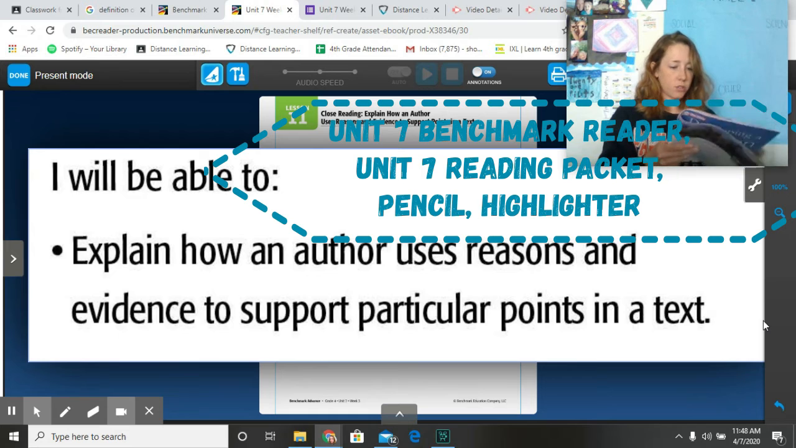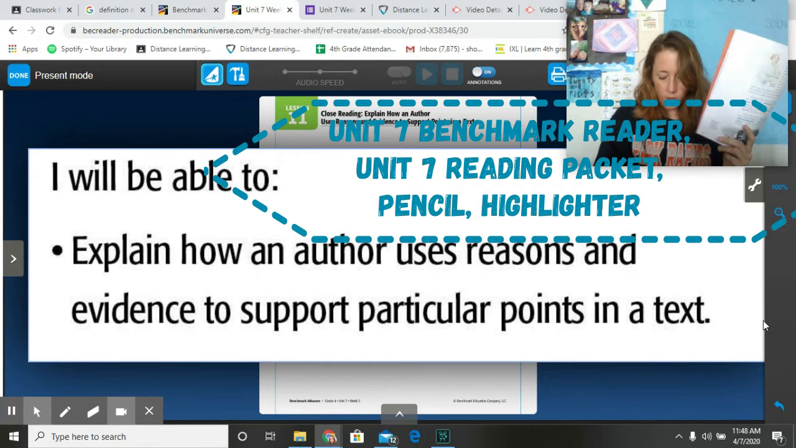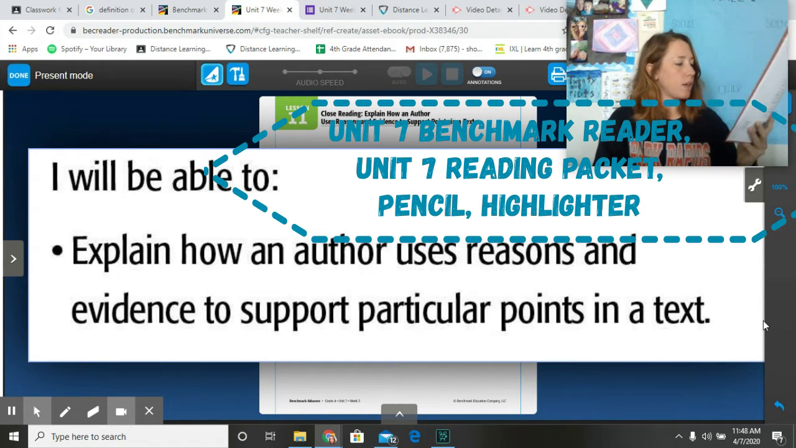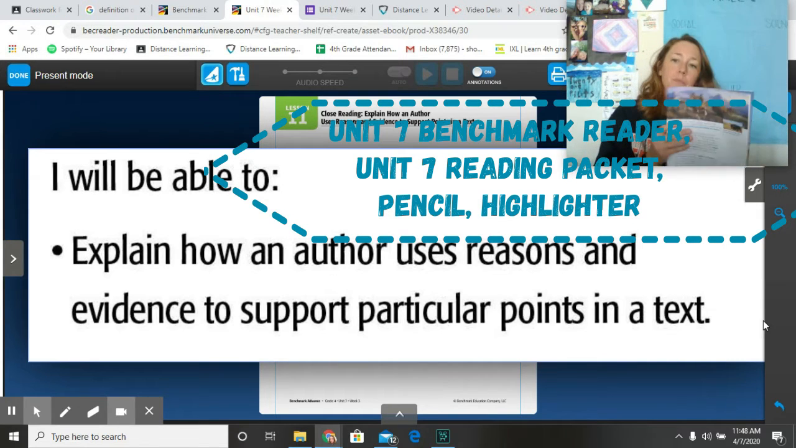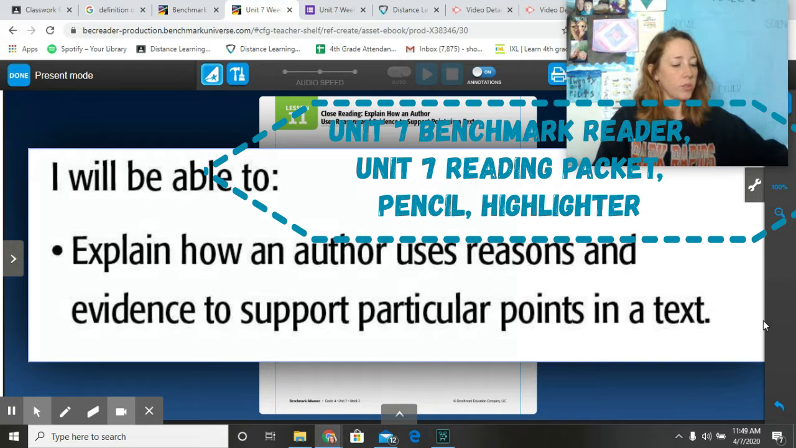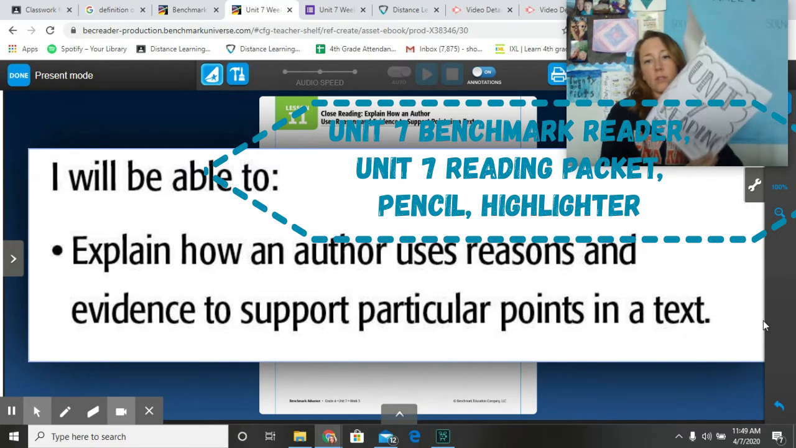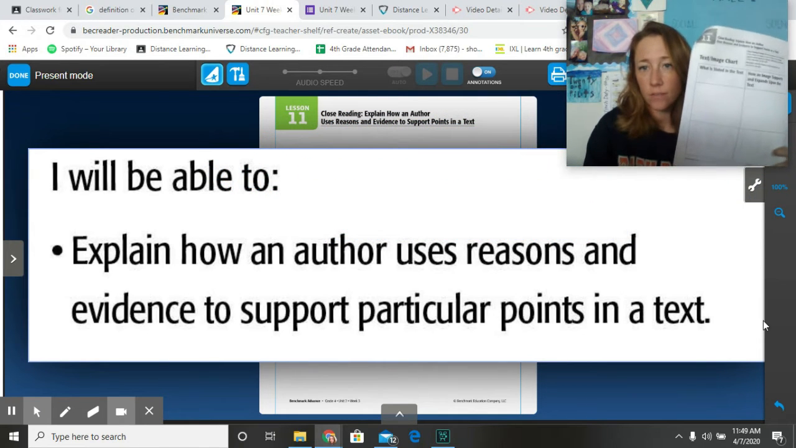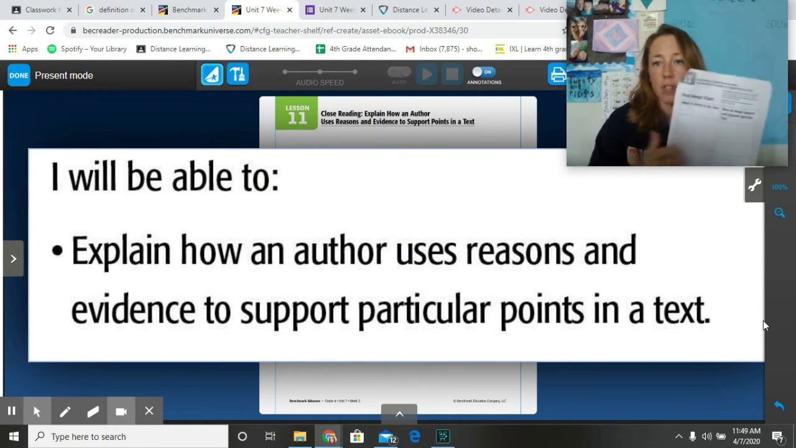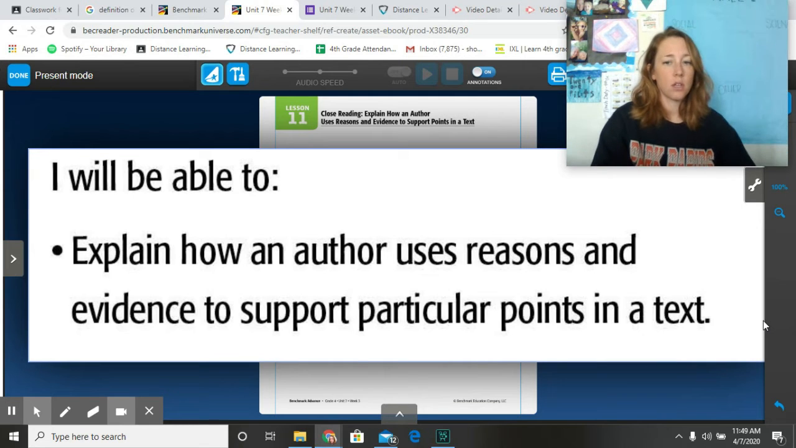So it's on pages 24 and 25. And you will need your packet, this one, Unit 7 reading. Turn to the last page in here, lesson 11. And we're talking about texts and images today.